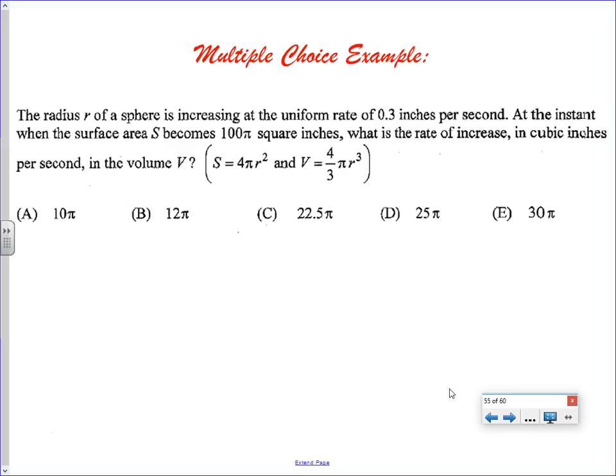The radius of the sphere is increasing at a uniform rate of 0.3 inches per second. So dR/dt is equal to 0.3. At the instant when the surface area becomes 100 pi square inches, what is the rate of increase in the volume? They want us to find dV/dt. We've got to solve for R in terms of that.